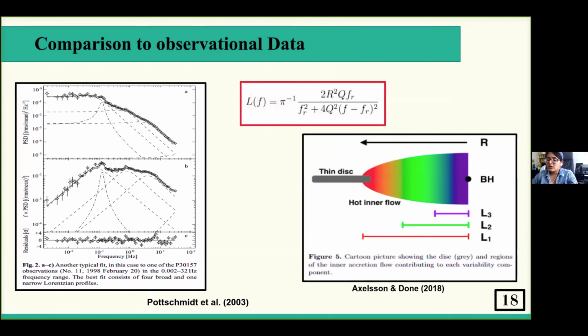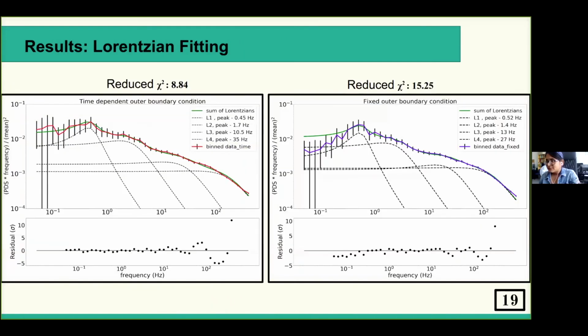So now we wanted to compare our results with the observational data. And we found that our simulated PDS matches the observed spectra quite nicely. Further, we did Lorentzian fitting of our data to get the peak frequencies of the variability. We used the same formula as Pottschmidt et al. 2003 to calculate the Lorentzians.